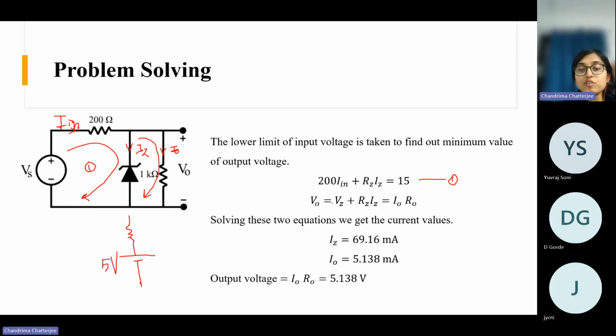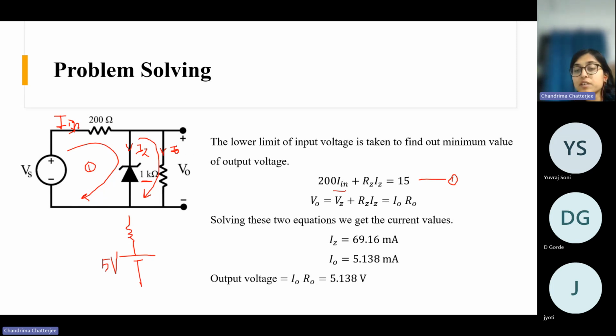So our output voltage is what? Vz plus Rz Iz, okay? And that is equal to I naught R naught. So this is R naught. R naught value is given, 1 kilo ohm, and I naught R naught, okay? And your input current, I already told, is nothing but the sum of Iz and I naught.